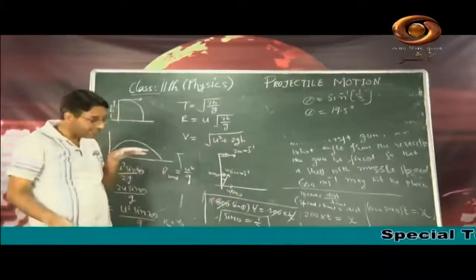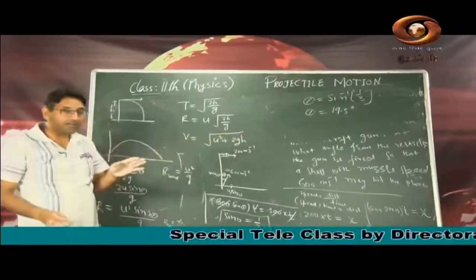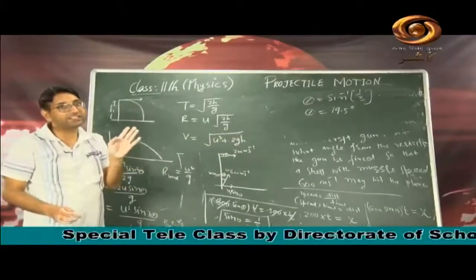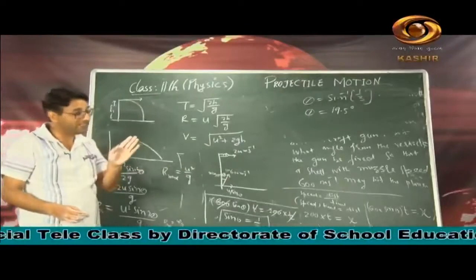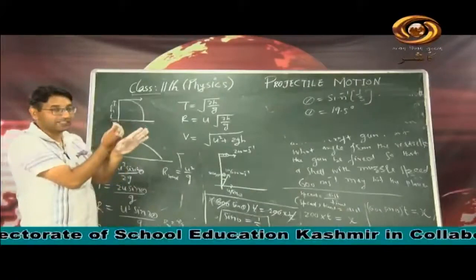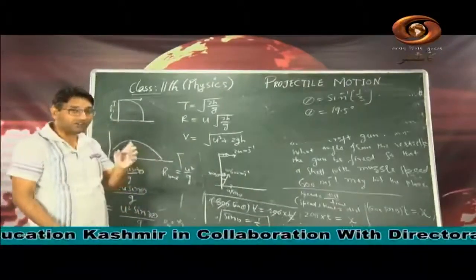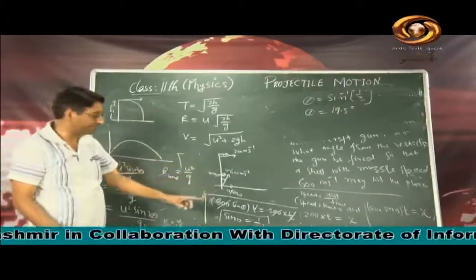When an aircraft is going with a speed of 200 meter per second, and we aim the gun which is firing a shell with a speed of 600 meter per second, we have to aim it at an angle of 19.5 degrees with the vertical, only then it can hit the target. We can only hit the target by taking these equations into consideration.